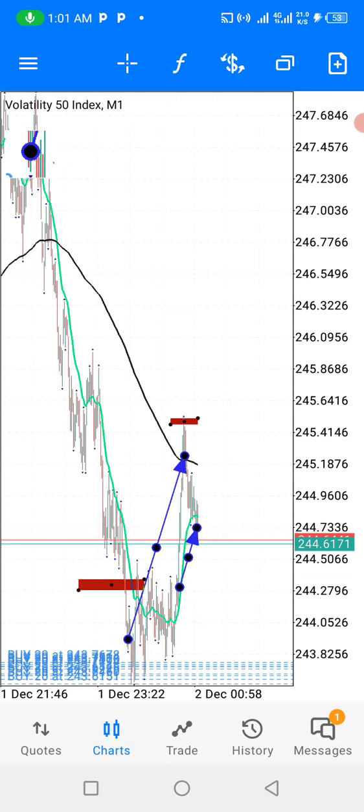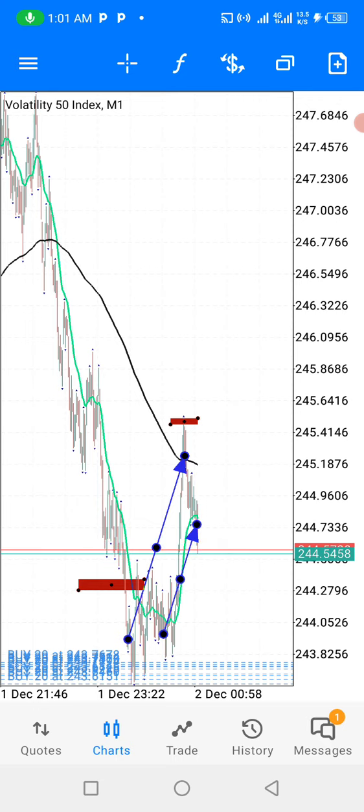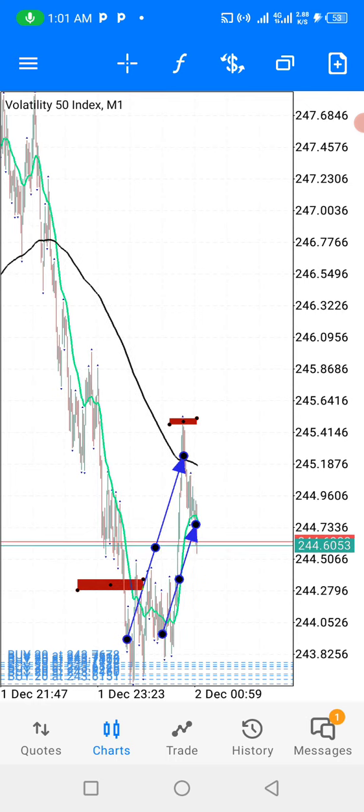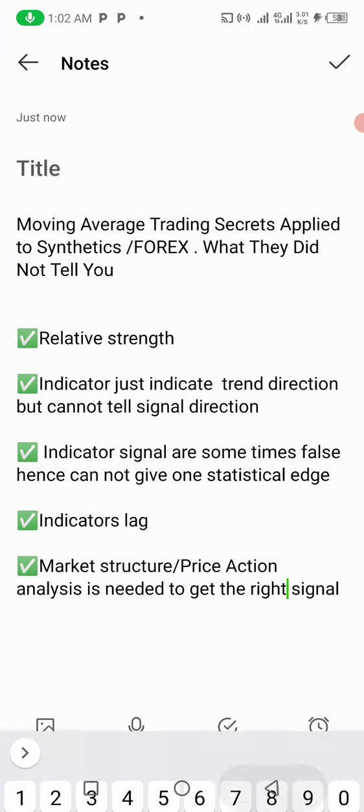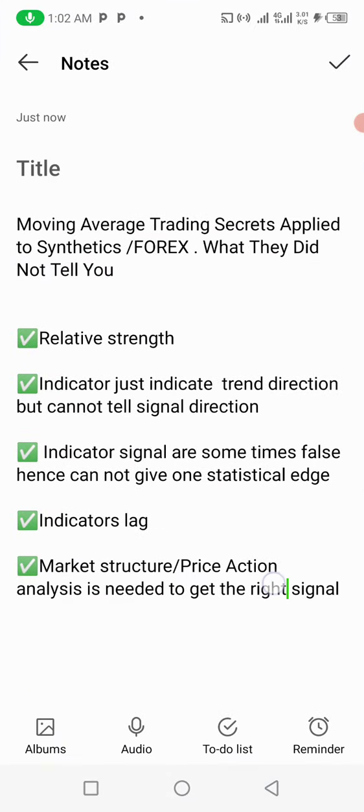Okay, I'm not going to go deep into the mathematical definition of moving average because you don't need it. But the description, the explanation I'm giving you, is what you need. Now let me talk about other things like strength, relative strength. I will also talk about market structure and price action analysis.